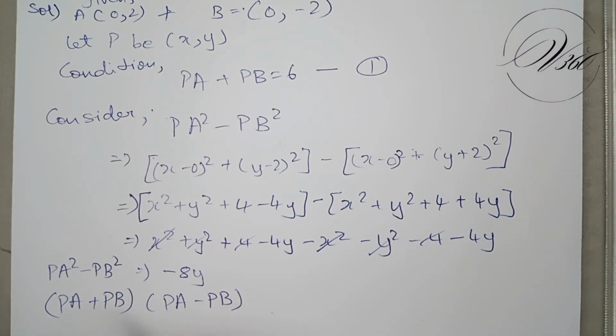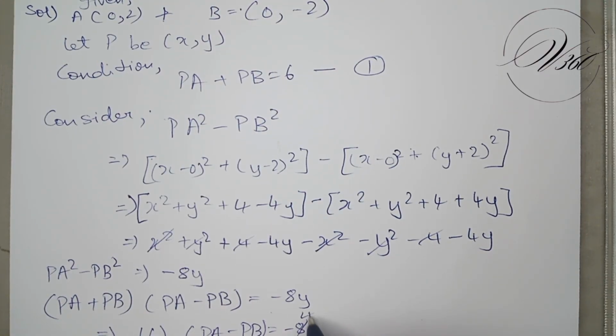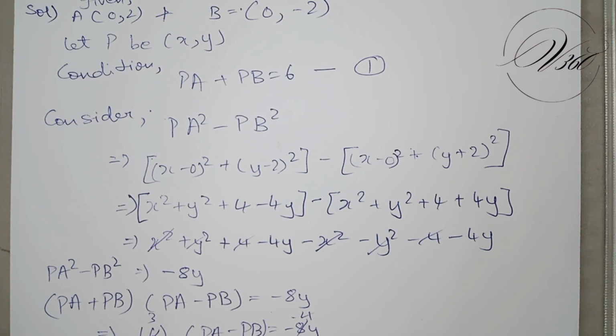Now here we have the PA plus PB value. We will substitute this here, minus 8y. This is minus 8y, right? Now here we will substitute 6 of PA minus PB is equal to minus 8y. Now here PA minus PB is, 2 4s are 8, 2 3s are 6. Now if it comes down, it will be minus 4 by 3 y.